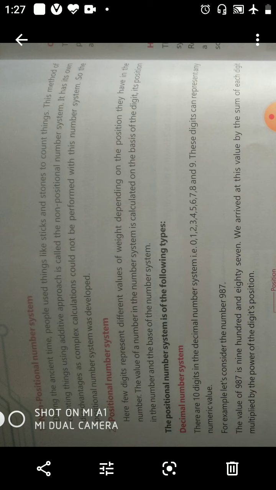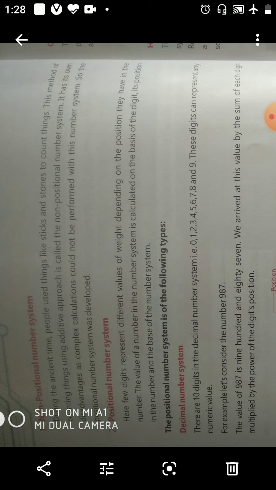So what is there in the positional number system? Here digits represent different values or weights depending on the position they have in the number. We study this positional number system in school also. That is, by its place value and face value we can understand the value of that particular digit. The value of a number in the number system is calculated on the basis of its digits, their positions in the number, and the base of the number system.